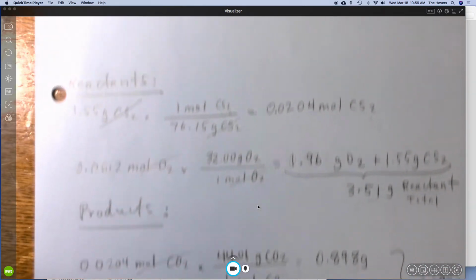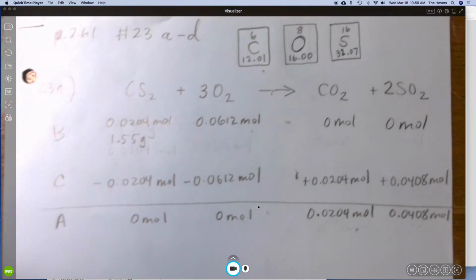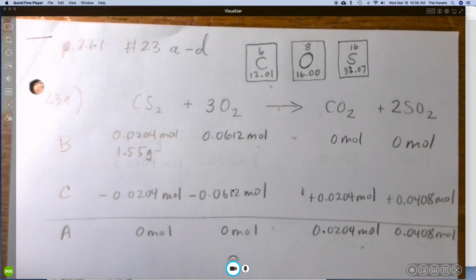So back to the BCA chart. Once I have determined that this mass of CS2 represents 0.0204 moles, then I can use the coefficients to understand how much of these other things are going to react and be produced.